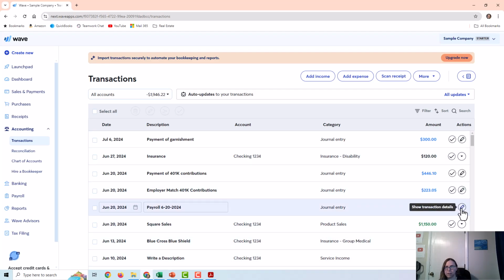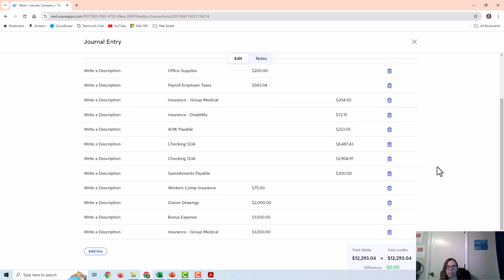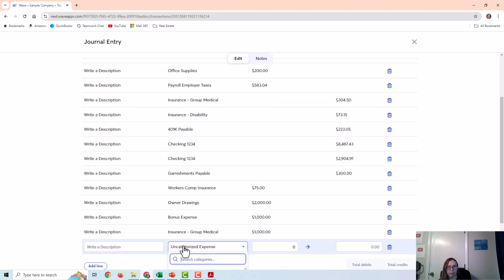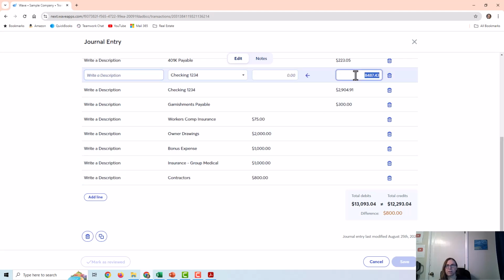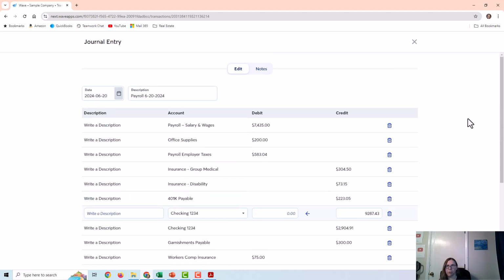And I'm going to go back into that original journal entry. All I would have to do is add a line item for the contractor expense. So we're adding to an expense with a debit. And then that would also be deducted from the checking account along with all the other payments for salaries, owner draw, and all those types of things. Right now, I showed before that $8,400 was being deducted from checking, but now there's going to be another $800 deducted from checking. So that's going to change this to $9,200. Okay, so that is what your journal entry would look like at this point.